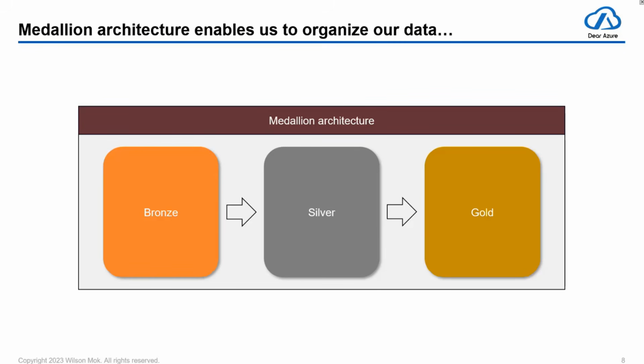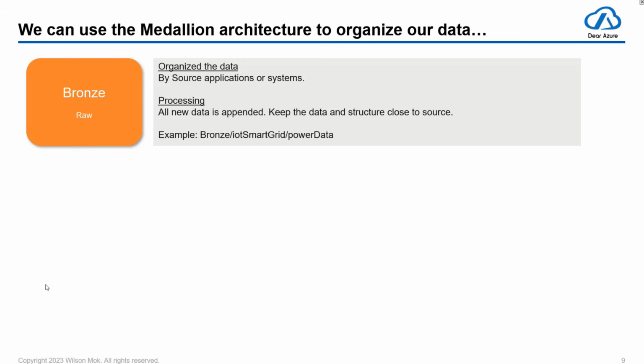So this is where Medallion architecture is able to help us organize our data. The Medallion architecture is structured into three different layers or zones. That's bronze, silver, and gold. In the bronze layer, we want to organize our data based on the source system or application that's coming in.